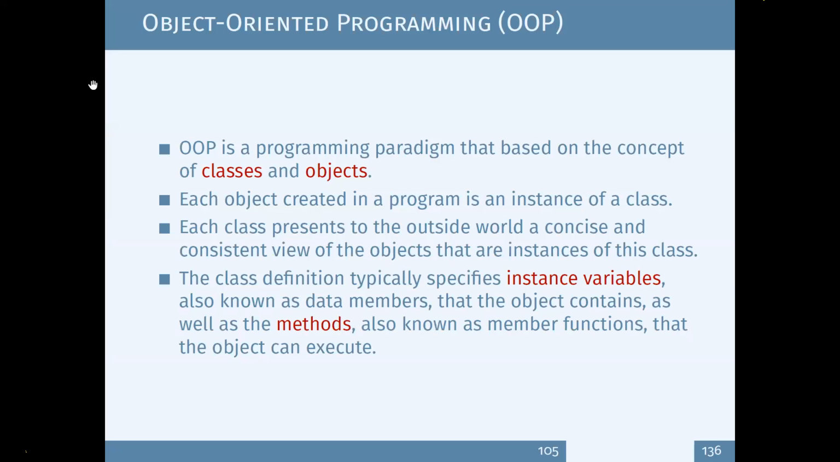Now, object orientation is a common programming paradigm, a way of developing programs. And the key concept that we are going to discuss under this is what you call classes and objects. When we want to find a solution to problems, we basically create classes and objects, and we define object interactions, and that's how we develop solutions in object-oriented programming.